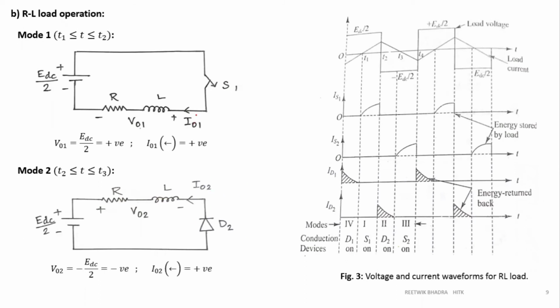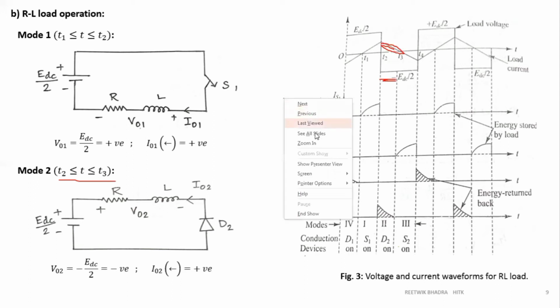Now I02 is maintained in the same direction as I01, positive. Voltage polarity has changed for V02, so V02 is negative. So which mode is it? T2 to T3. See, T2 to T3, voltage is negative, right? But current will be positive and discharging. Current is positive and discharging.